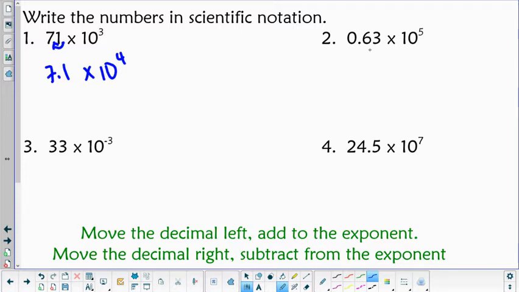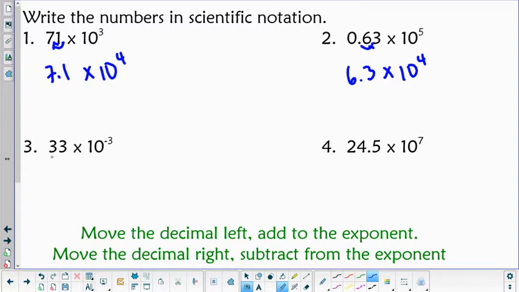Okay, for number 2. In order to get 0.63, that is less than 1, so I want to make it between 1 and 10. I need to move this over 1 to the right to make it 6.3. I want at least one real digit in front of my decimal point. Now, because I had to move to the right, it tells me down here that I need to subtract 1 from the exponent. So the 5 is going to become a 4.